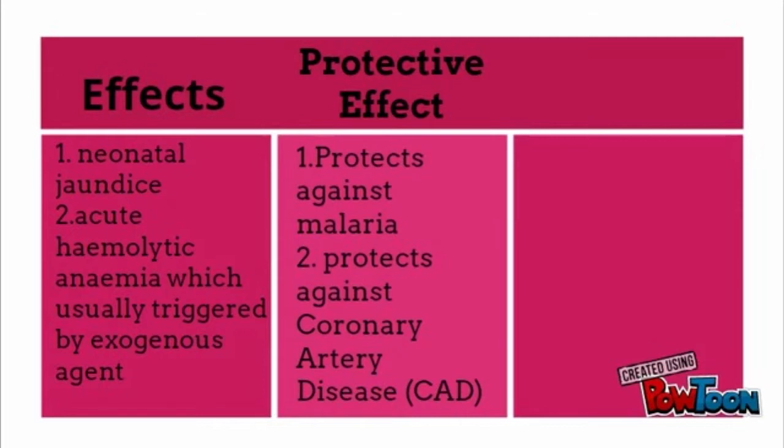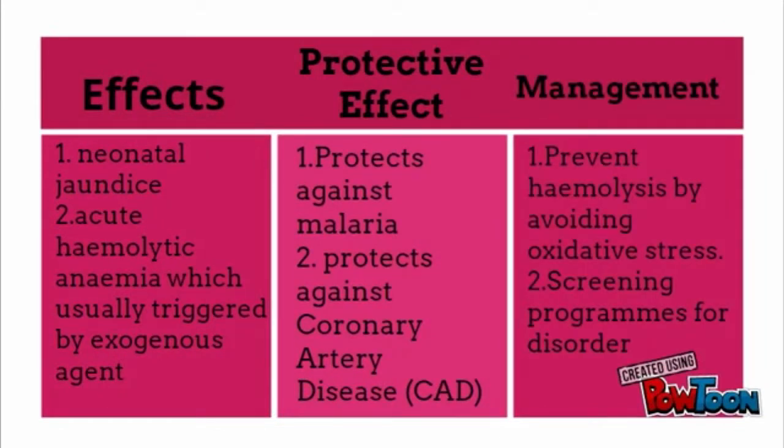In short, the most effective management of G6PD deficiency is to prevent the hemolysis by avoiding oxidative stress. Screening programs for the disorder are undertaken depending on the prevalence of G6PD deficiency in a particular community.